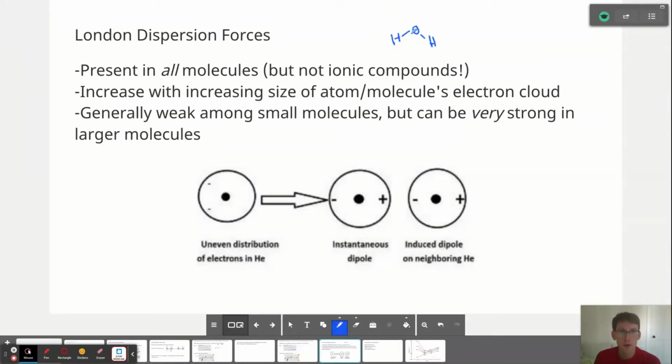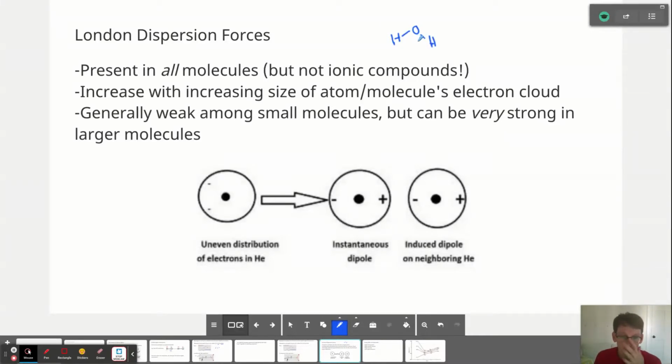Going back to water, we know this is very polar, but we also know that hydrogen has 1 electron, oxygen has 8, so we only have 10 electrons in this molecule. It's not a lot at all. And so the dispersion forces will be relatively weak, but because of the electronegativity difference, we have a very strong dipole moment. And that's why, again, the hydrogen bonding is more important in water.